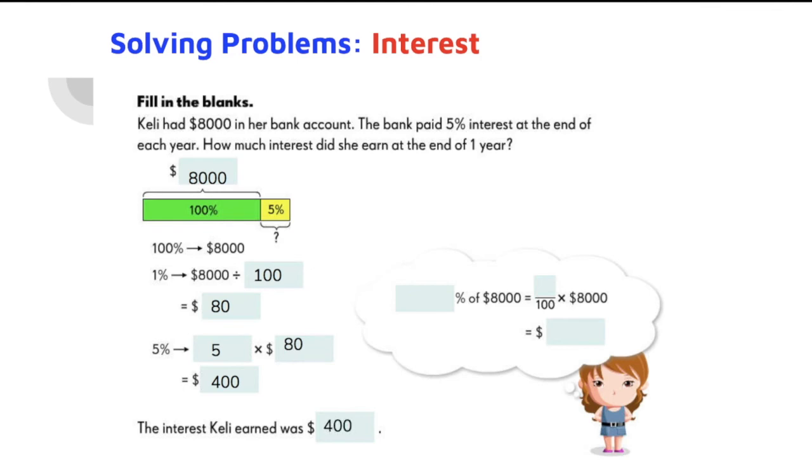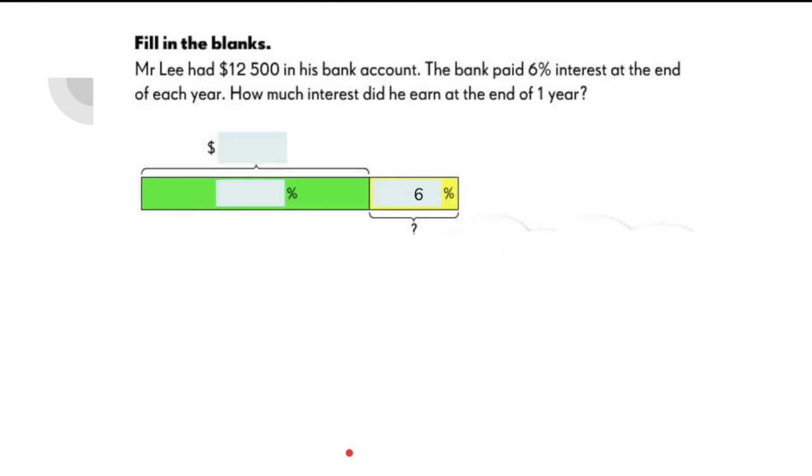Now let's try solving this problem using a faster way. So if we want to get 5% of $8,000, we just need to express percent into a fraction. So 5% is the same as 5 out of 100. And then we just need to multiply it by 8,000. And we will get the same amount of $400. Let's move on to the second example.